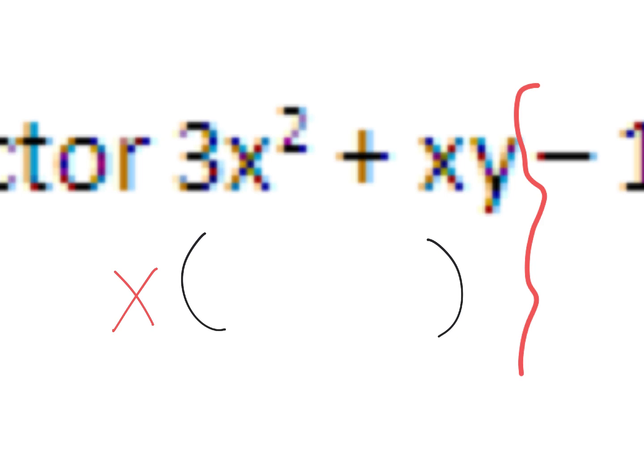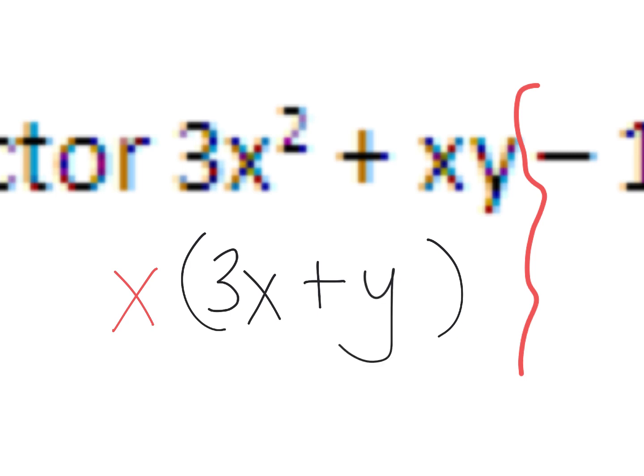I hate when I do that. Did you hear that? I'm sorry, guys. Yeah. x times what gets you 3x squared? Oh, x. Yeah. How'd you guess? I'm smart. You are smart. Thank you. Oh, very good. Thank you.